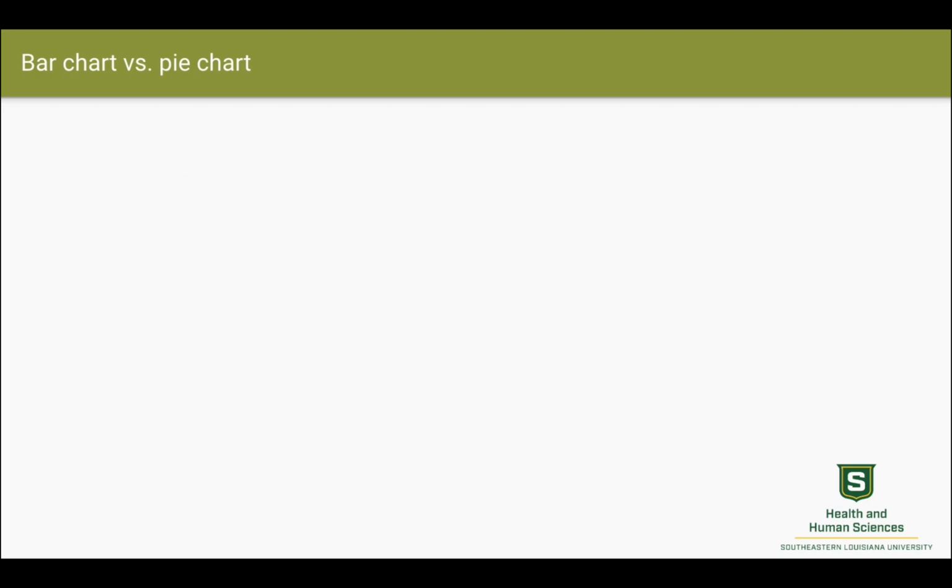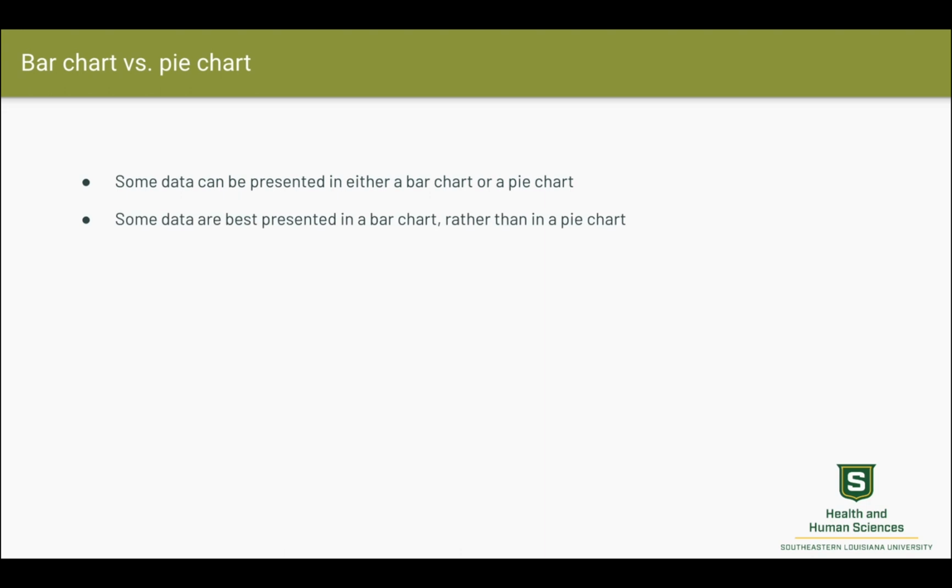So pie chart versus bar chart. Sometimes you want to figure out when to use a pie chart versus when to use a bar chart. Some data can be presented either as a bar chart or a line chart. Bar charts are very versatile in the way that a pie chart isn't, and to a degree in the way that a line chart isn't. So some data are better presented in a bar chart than in a pie chart.